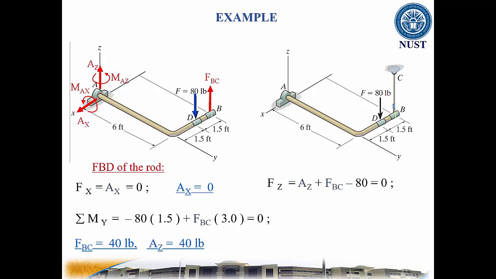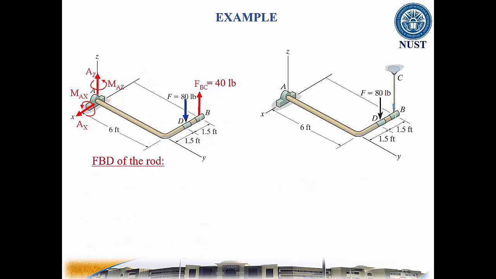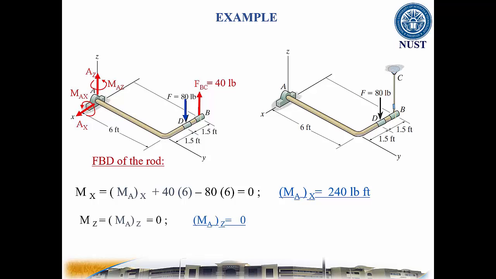Now write scalar moment equation. About what point? Well, about point A. Solving this equation, it gives moment about x-axis 240 pounds and moment about z is equal to 0.